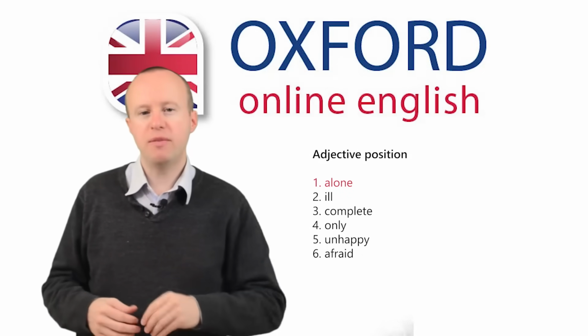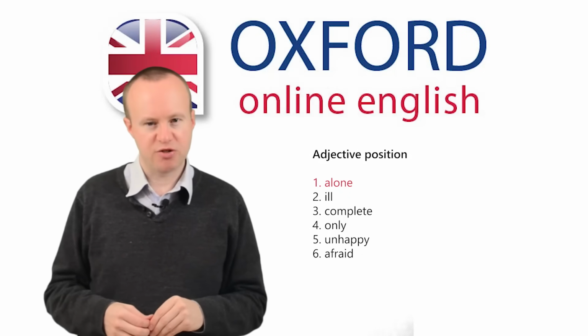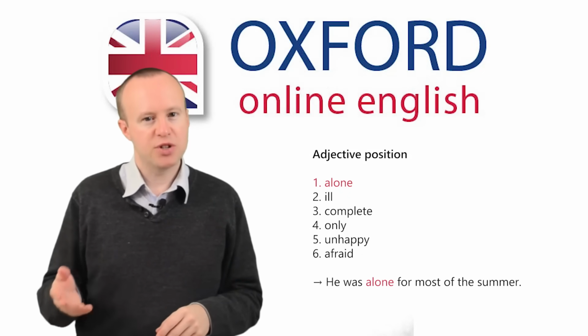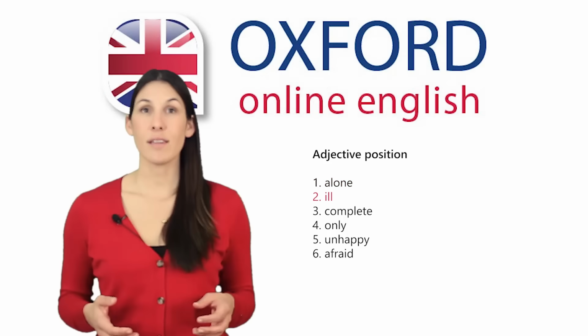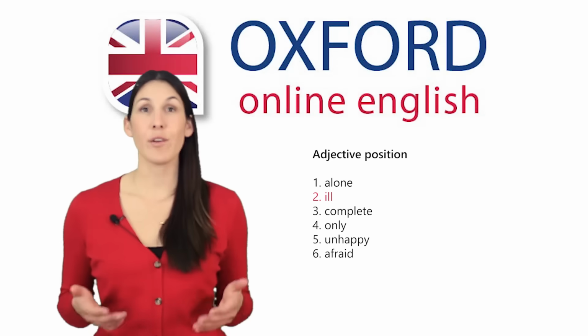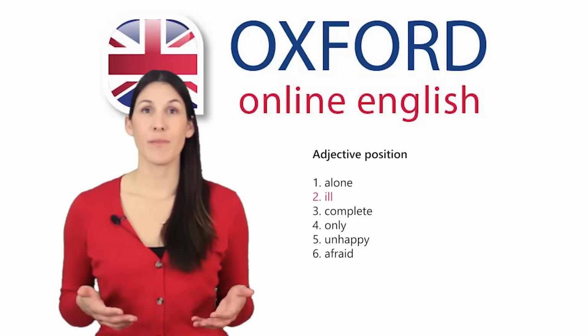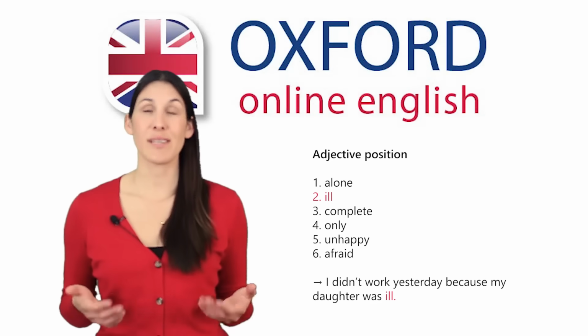Alone can only be used after the noun it describes. For example, he was alone for most of the summer. Ill is also generally used after the noun it describes. For example, I didn't work yesterday because my daughter was ill.